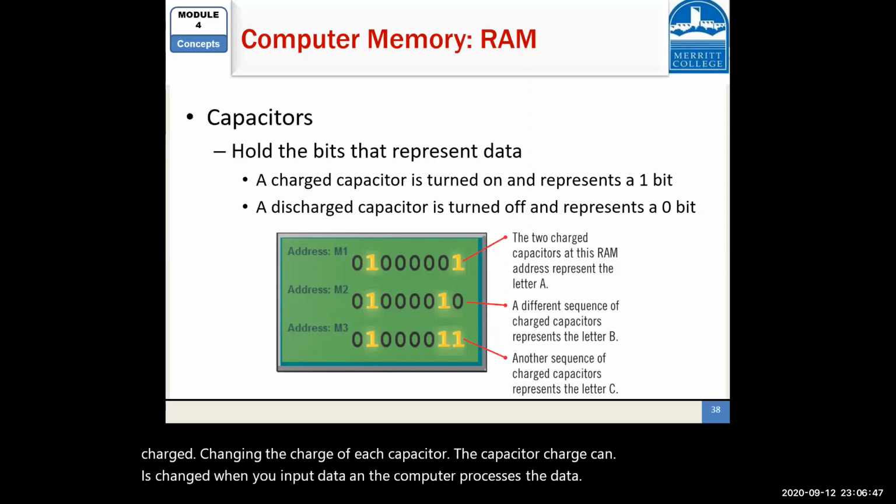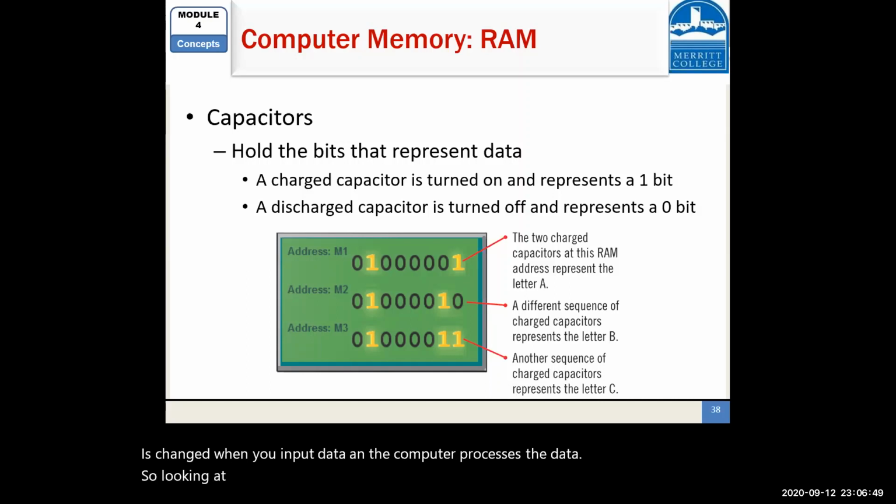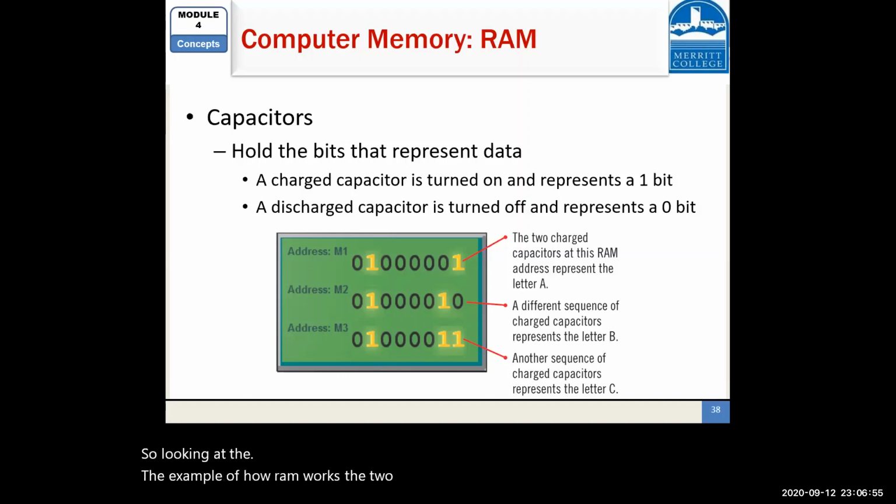So looking at the example of how RAM works, the 2 charged capacitors at this RAM address represent the letter A.